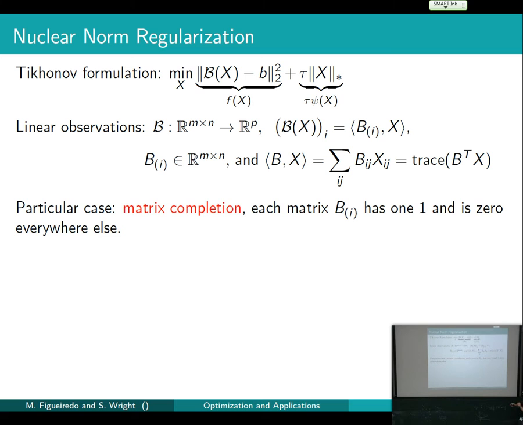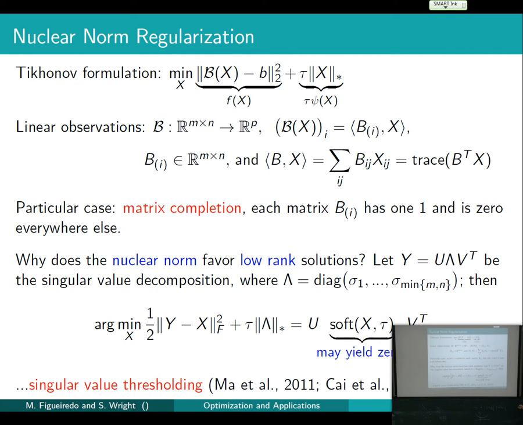And in the particular case of matrix completion, each matrix B_i has a one in one position and is zero everywhere else. So matrix completion is the case where I'm observing a single element of X. Each observation is the observation of a single element of X. So almost all the entries in B_i are zero except for one of them, which is a one.